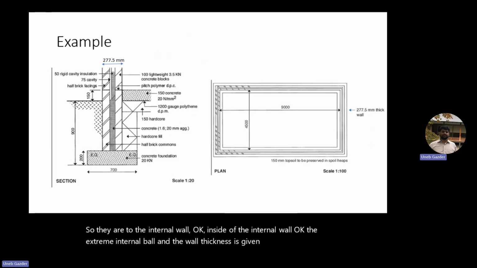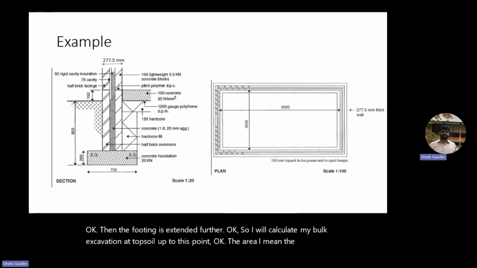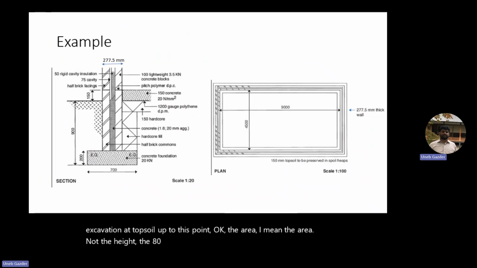This thing which you see is the projection of the footing, which you can see from here as well. So my wall is up to here. Then the footing is extended further. So I will calculate my bulk excavation at topsoil up to this point. The area, not the height, the area. The excavation of the footing from the existing ground level is 900 millimeters.